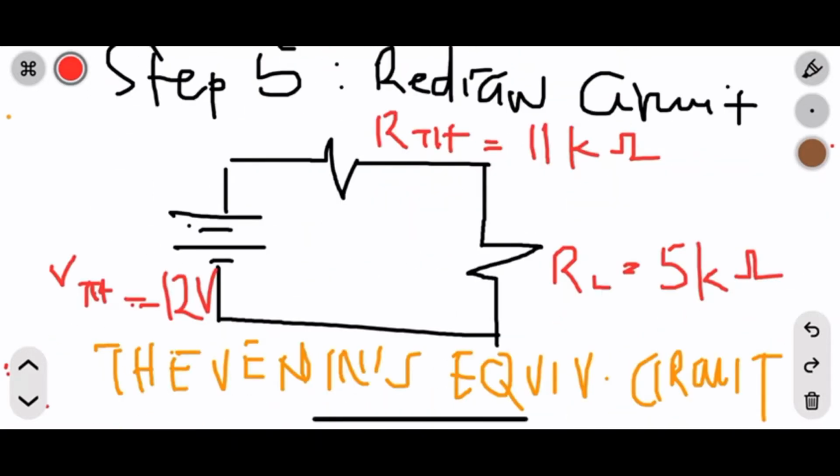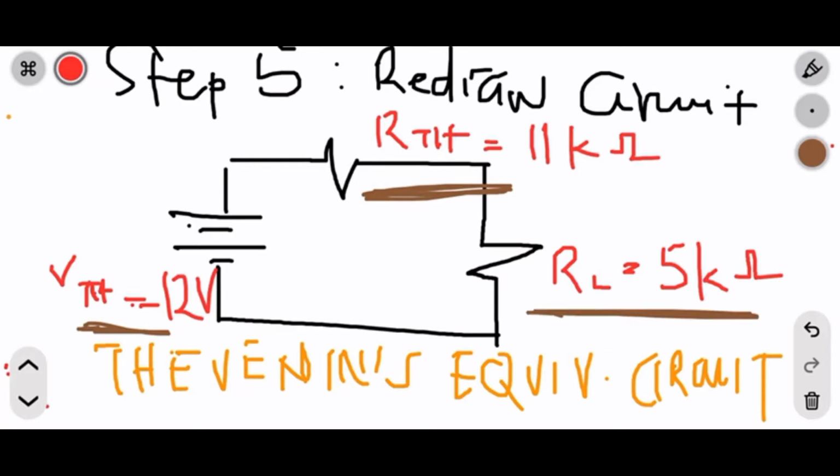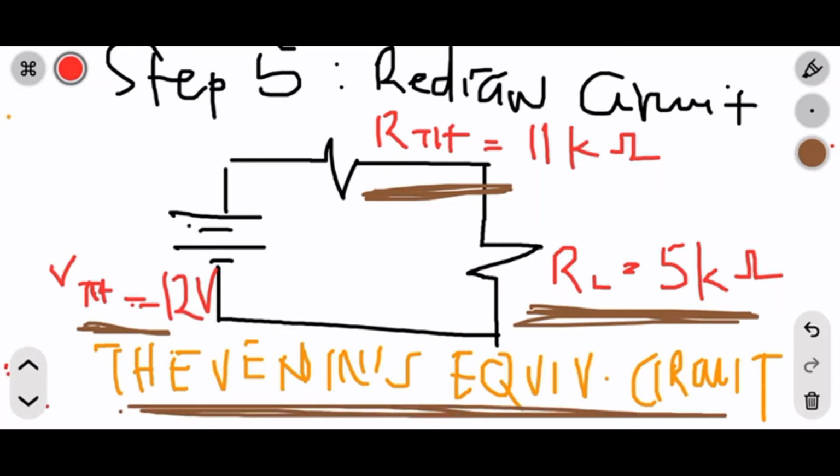So after that, step 5, we redraw the circuit. In redrawing the circuit, the VTH we found is in series with our RTH, in series with our RL, which was the load resistance we were supposed to find. So this is what we call the Thevenin's equivalent circuit. Someone will ask, maybe I didn't see step 4. We made step 4 and step 3 together, because in finding RTH, you have to do step 4 as well.